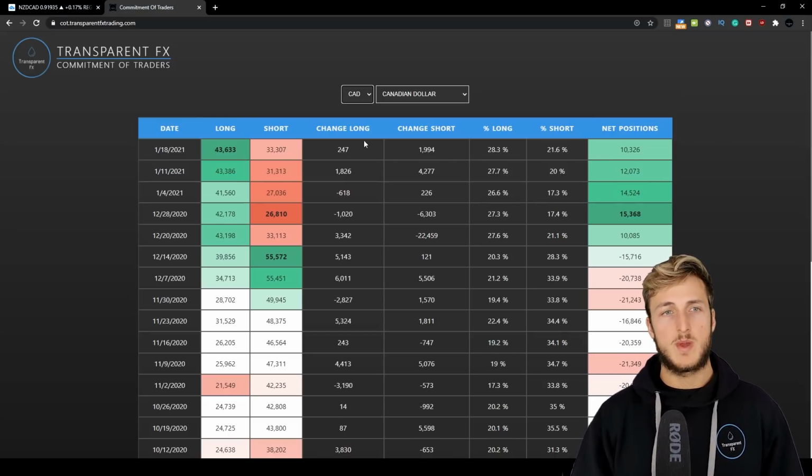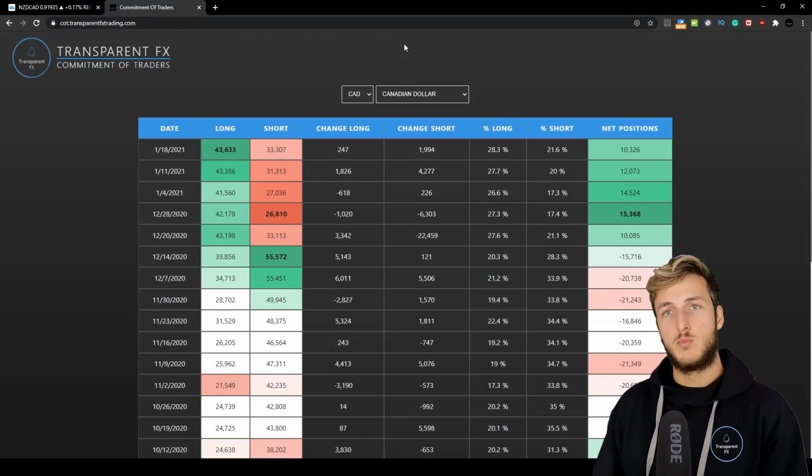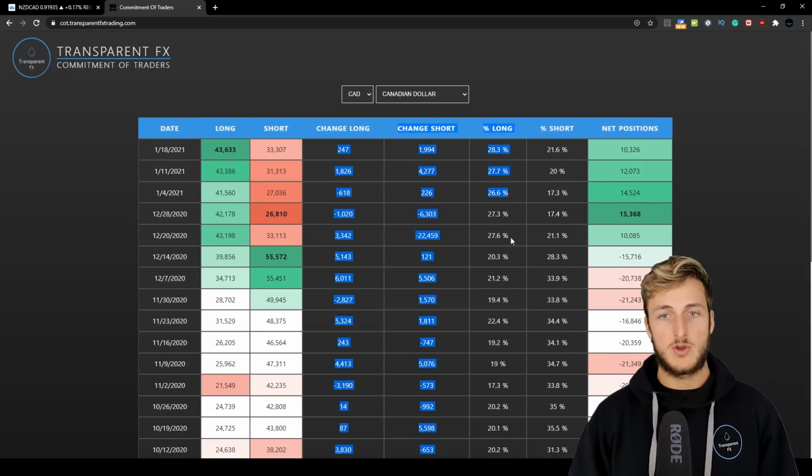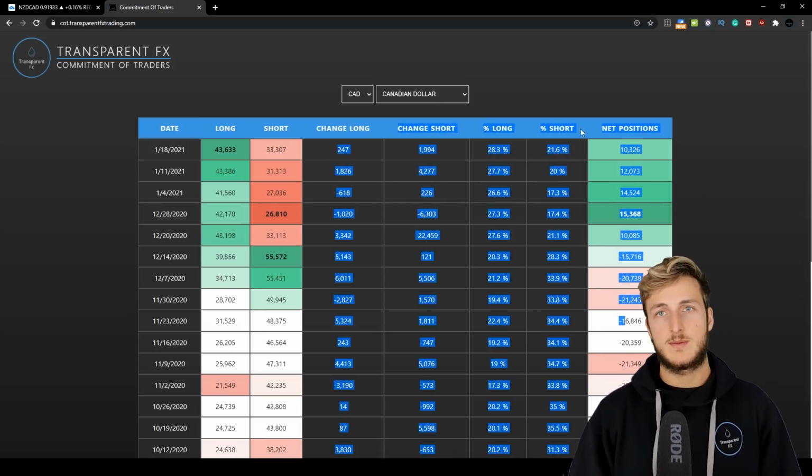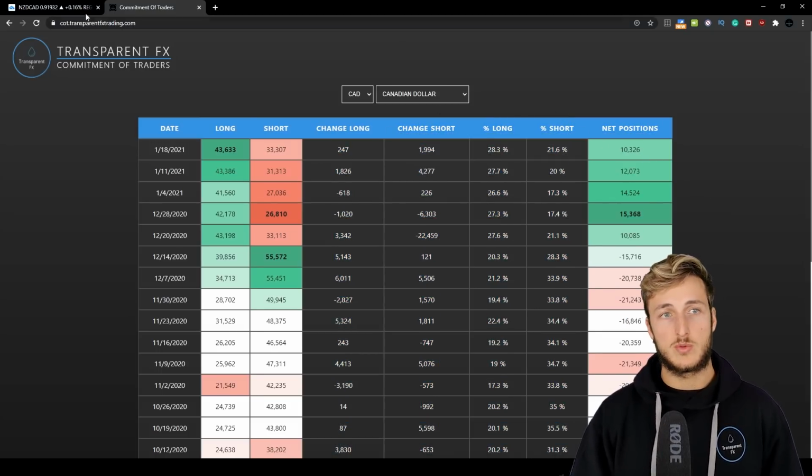Because always remember that when you check the commitment of traders, what you're actually checking is how the biggest speculators in the market, so hedge funds, are moving their positions. And if you're able to track how they're doing that, you do have an advantage over your competition in the market.